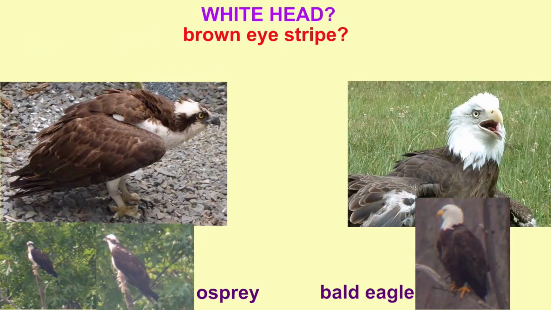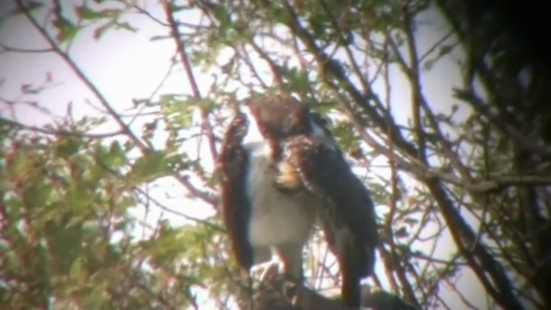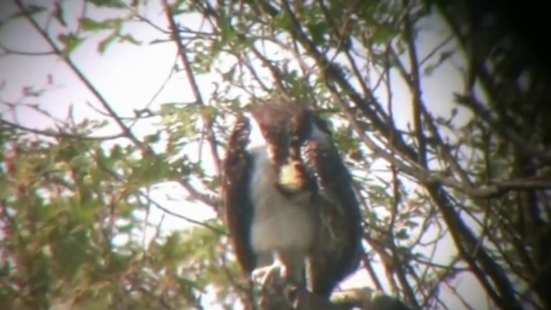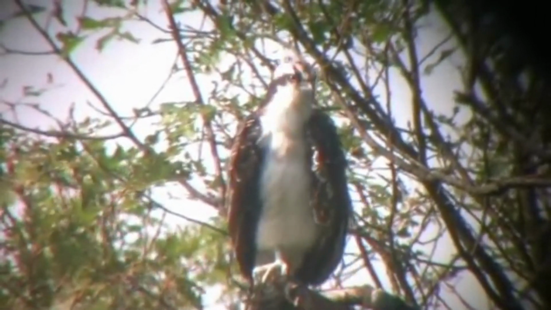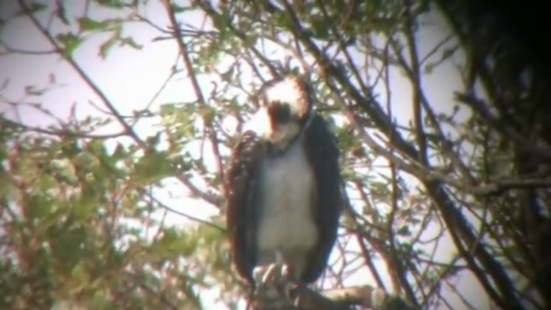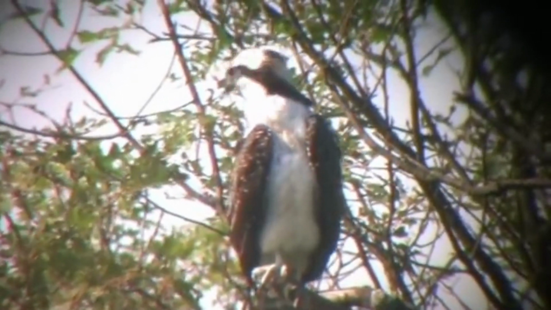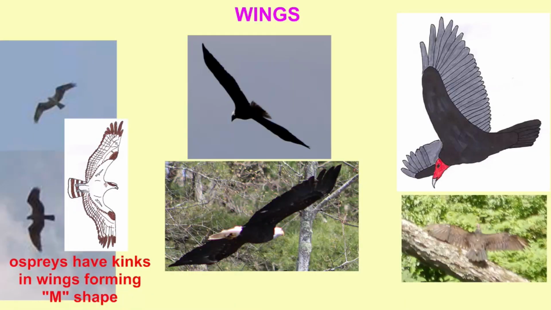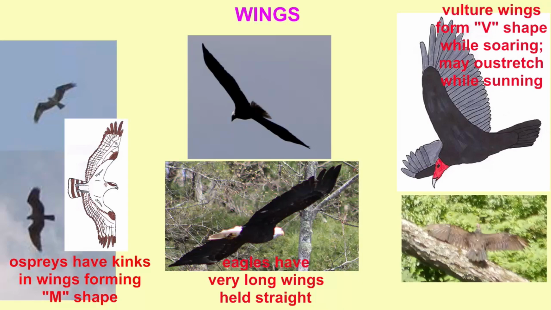If one of these big birds has white on the head, you can ask, does it have a brown eye stripe, or is the head solid white? Is the chest white, or is the white limited to the head and tail? This would help you distinguish between ospreys and bald eagles. When they fly, are the wings held straight? So if they're held straight rather than a V shape, then you know it's an eagle or an osprey as opposed to a vulture. And if the wings have a kink in them so that they often form more or less the shape of an M, that would be characteristic of an osprey.